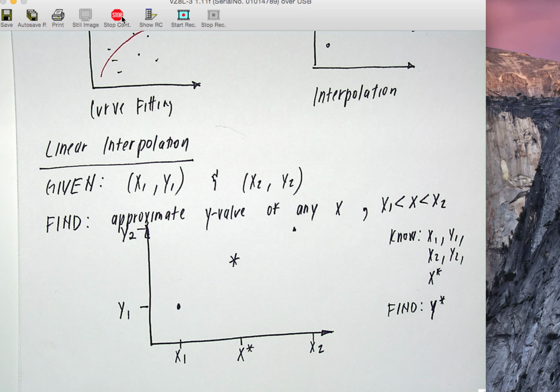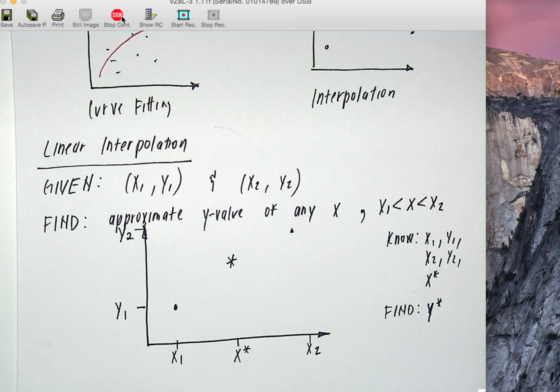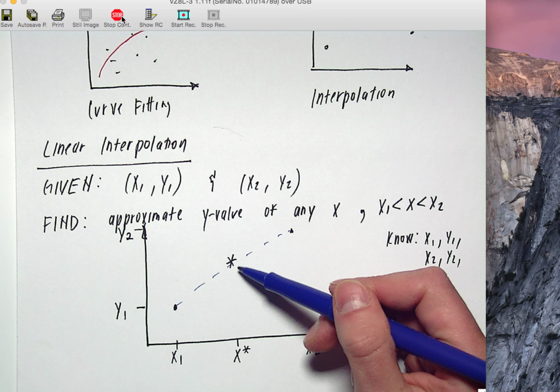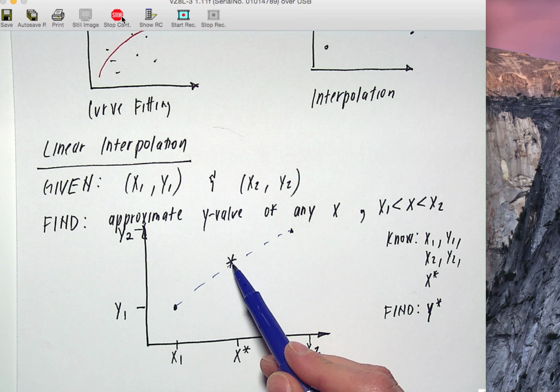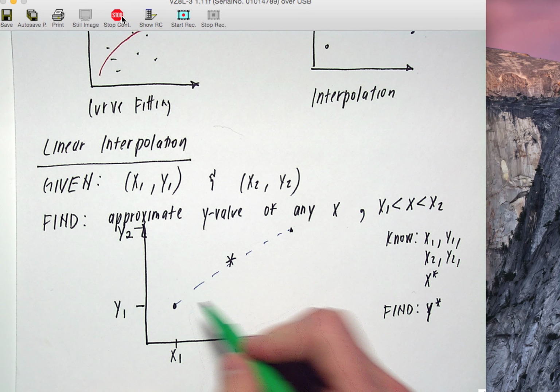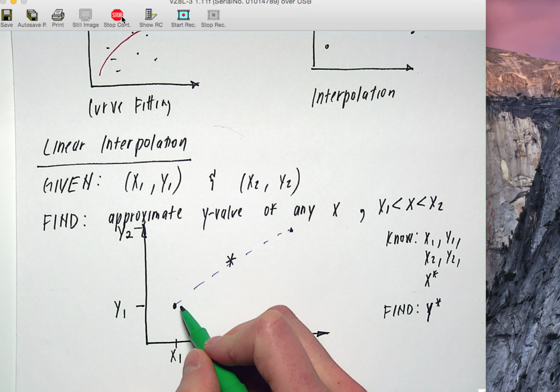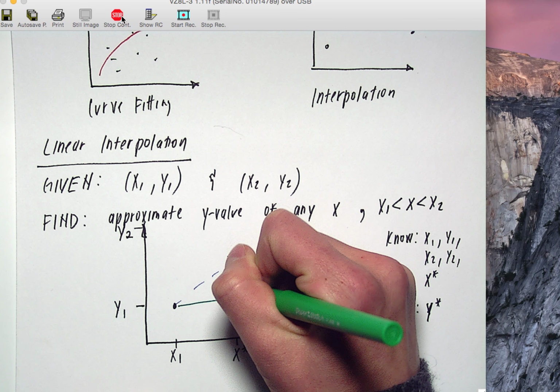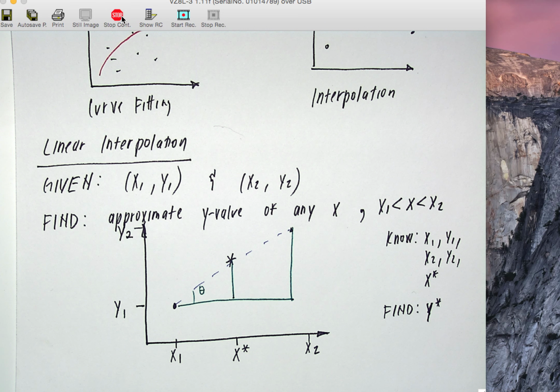So we just need to find this y location, which I've already visually located because I know I'm using linear interpolation. And we're just going to find the y location of this x star by creating a linear relationship between the 2 points and then locating where that point falls on that linear line. And so you just need to write an equation for that line and plug in x star. Or you can use similar triangles, which is more fun, so that's what we're going to do.